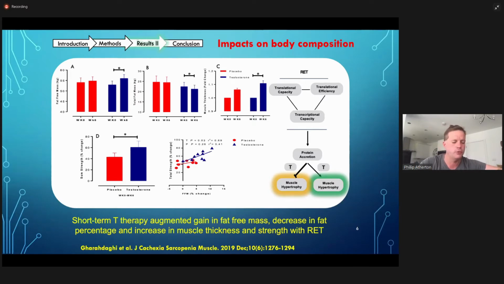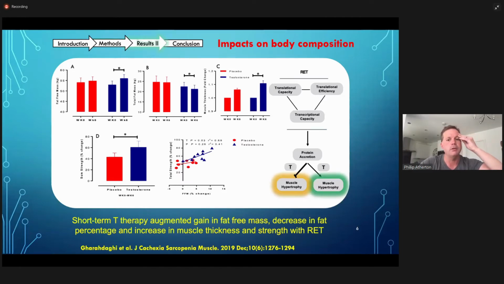We also had the ultrasound measurement. You can see that the only statistically significant change was in the testosterone group, and less so in the placebo group. Graph D represents a sum strength. What we did here was quite simply to distill it down, because we measured lots of different strength parameters. We looked at the percent change across different exercises, and we see that the testosterone group increased more than the placebo group.